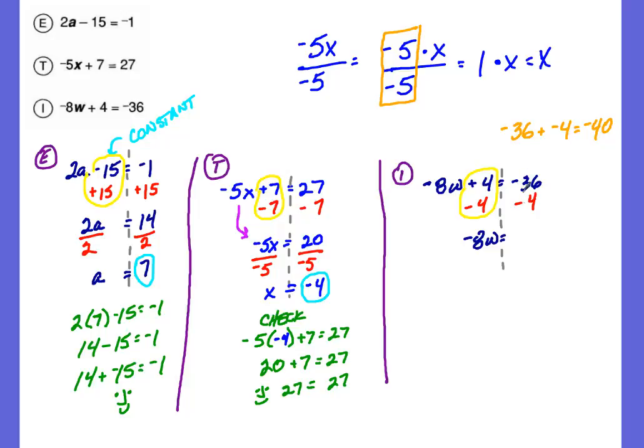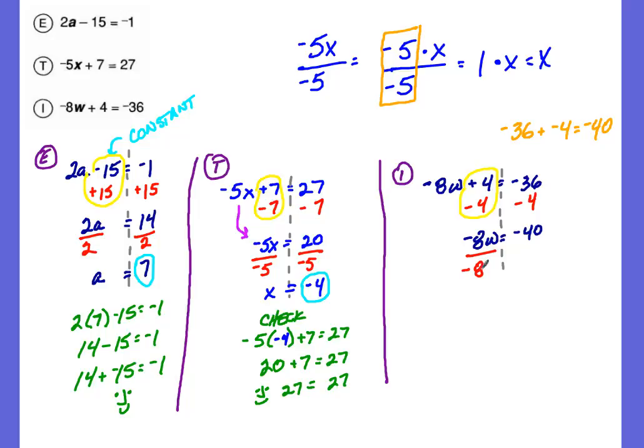The mistake students sometimes make right here is they go, oh, negative 36, take away 4, negative 32. Now you're adding 4 more negatives. So I have negative 40. That's how much negative 8w equals.